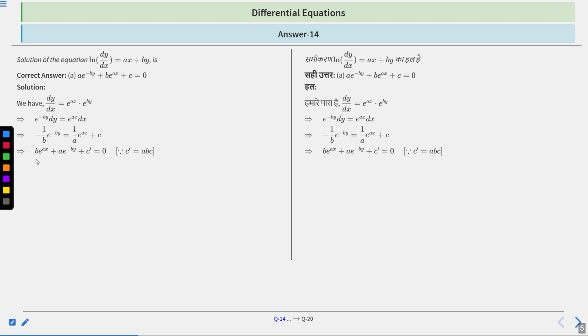Therefore, after solving, we will get b e to the power ax plus a e to the power minus by plus c dash is equal to 0. Therefore, c dash is equal to abc. Clear? Therefore, the solution of this differential equation is basically a e to the power minus by plus b e to the power ax plus some constant c. Got it? Therefore, option A is the right choice.